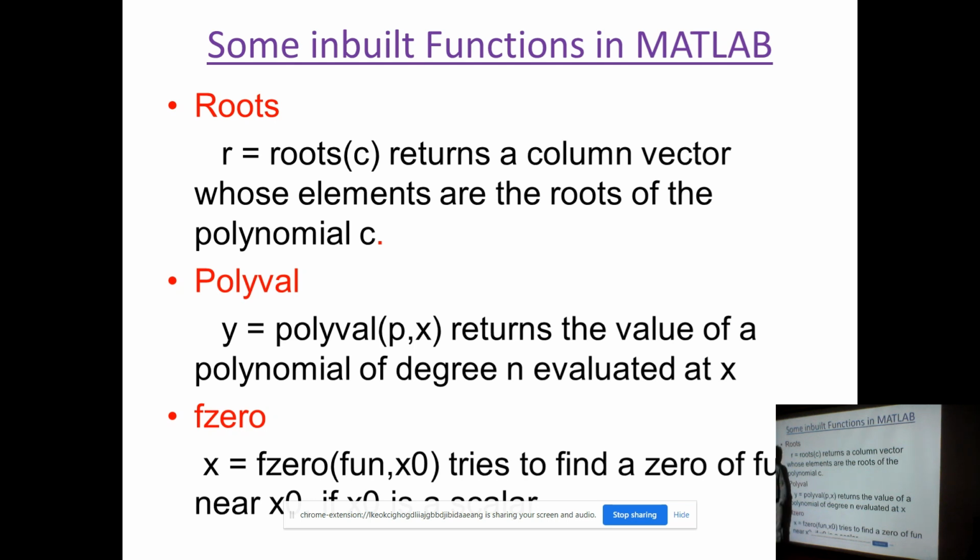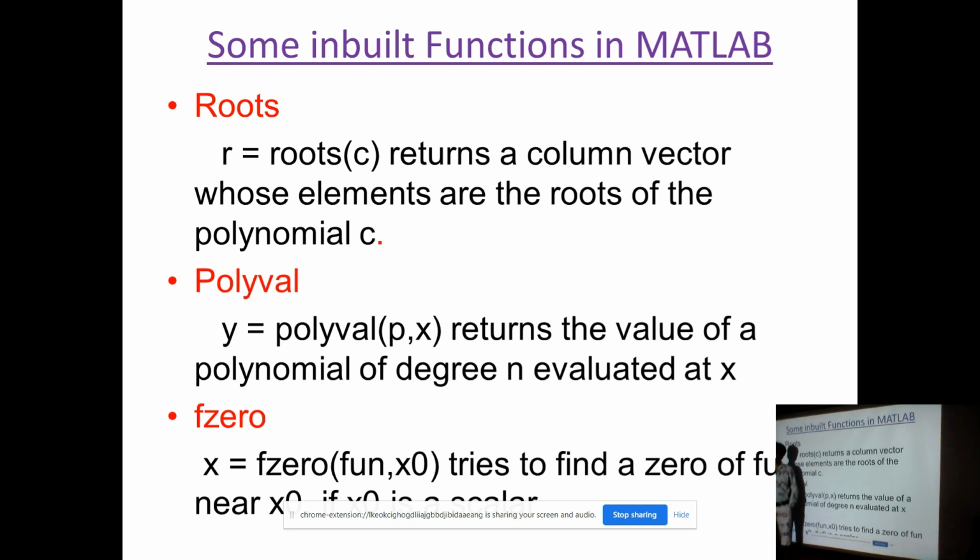Next, polyval. That means the value of the polynomial at a particular location or a particular variable where you want. Polyval returns the value of a polynomial of degree n evaluated at x. What is polyval? The value of the polynomial, maybe if I keep n here, nth order, at a particular value x, this value will be returned.